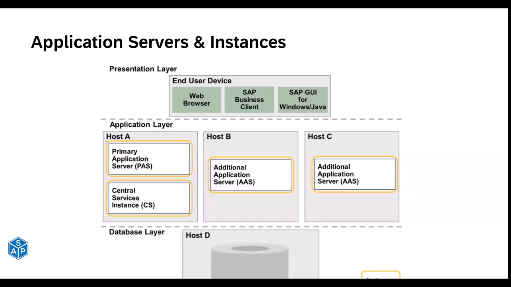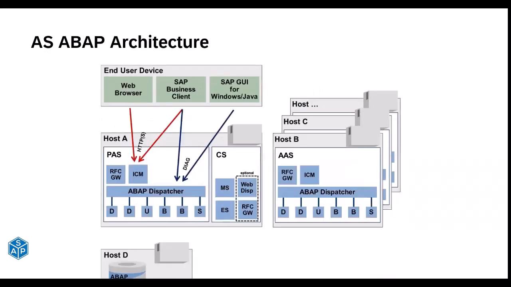We have just seen this box, the primary application server. Now, what is inside this box? What is inside the primary application server and what is inside the additional application server? In the previous screen, we didn't see what is inside this box. In the next screen, we are seeing what is inside.